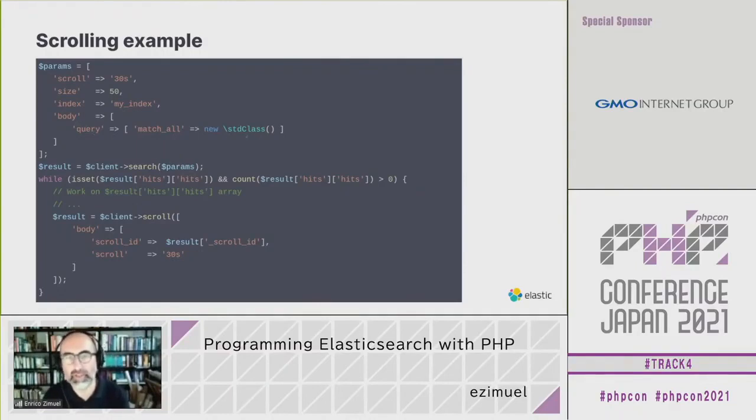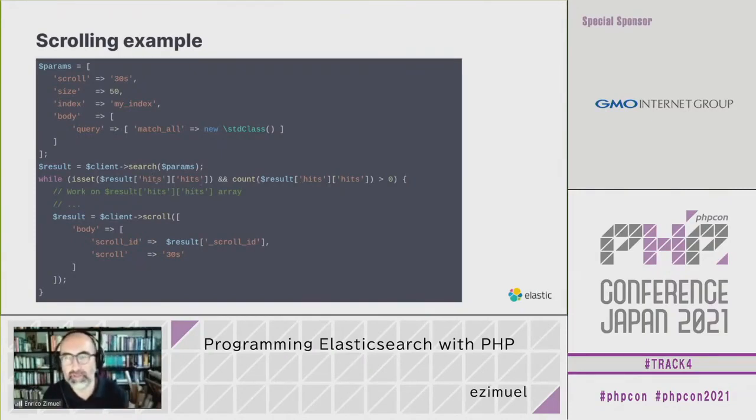In this case, it is a match all. This is equivalent, if you think about a relational database, to select star from. We provide a search, so we expect in the results 50 documents. But if we want to paginate to the other results, we need to provide a while loop until we have information inside the results. And how can we get information?